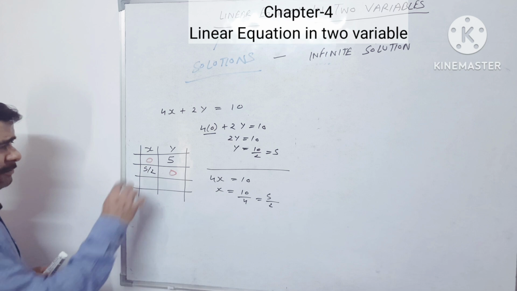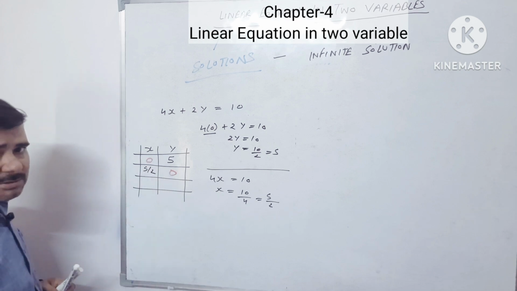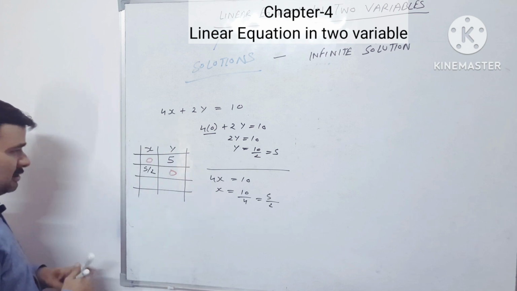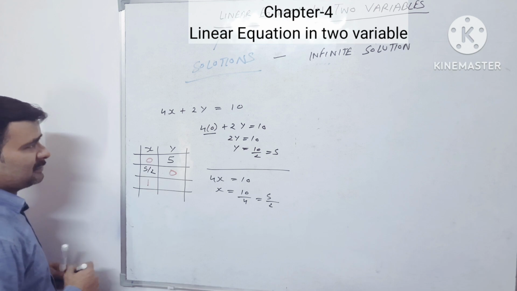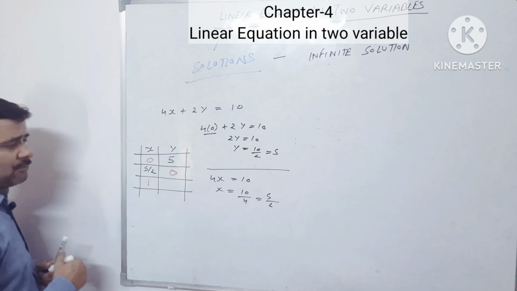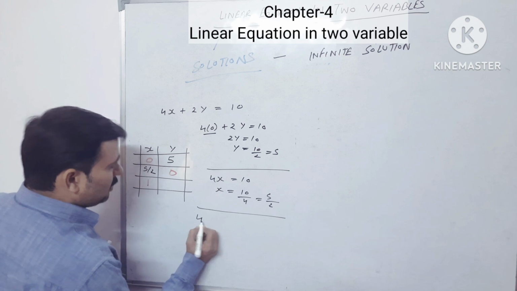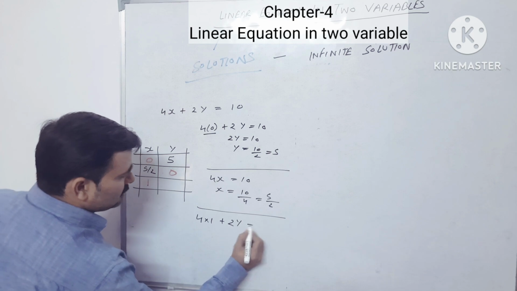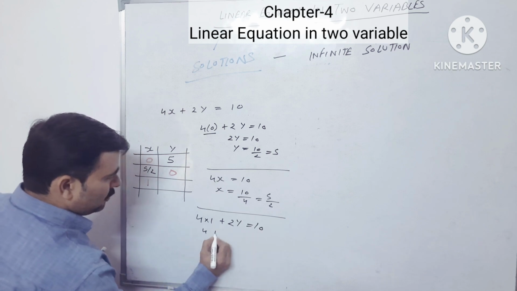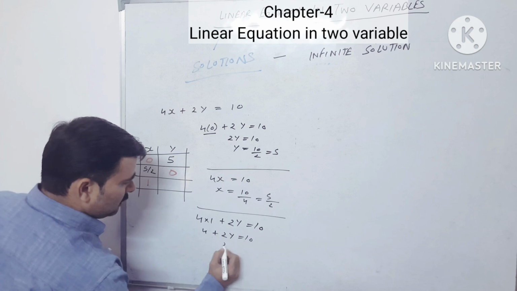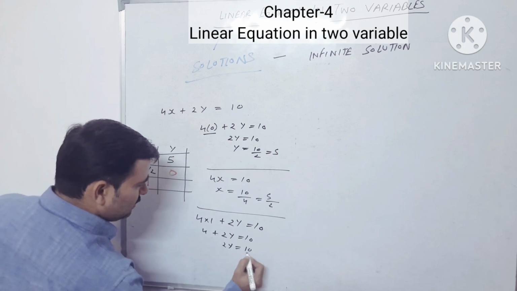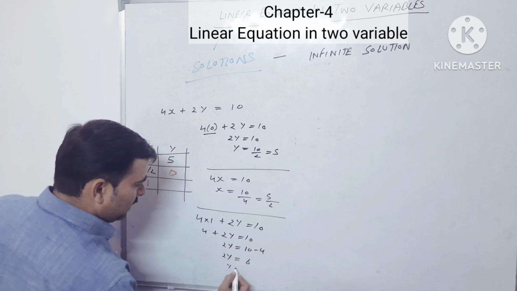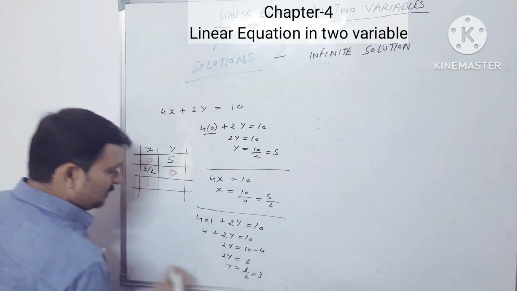Now we have two solutions. Can we find more solutions? Let's focus on this. Suppose we put x is equal to 1 in this equation. Then because x is 1, we will have 4 times 1 plus 2 into y is equal to 10. Then this becomes 4 plus 2y is equal to 10, 2y is equal to 10 minus 4, 2y is equal to 6 and y is equal to 6 upon 2 is equal to 3. We will get 3.